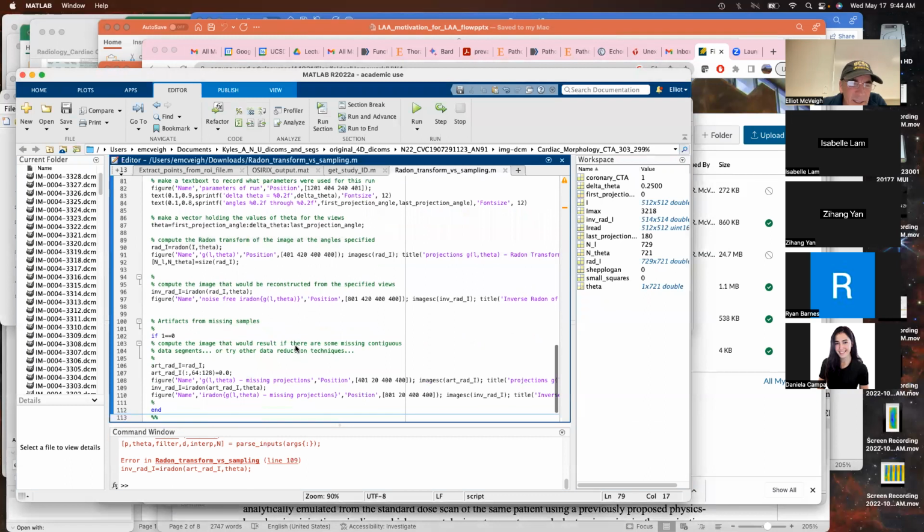Okay. I think there's a section in the code down here for missing contiguous data segments, to try other techniques. Here, I just tried deleting some data and seeing what the outcome is for the image. If for whatever reason you're missing views, for instance, if something happened during the acquisition, like the patient hiccuped halfway through, you say, what happens if I just get rid of those views that are corrupted? What's the resulting outcome for the image? That's down here. So you can just play around with that stuff.